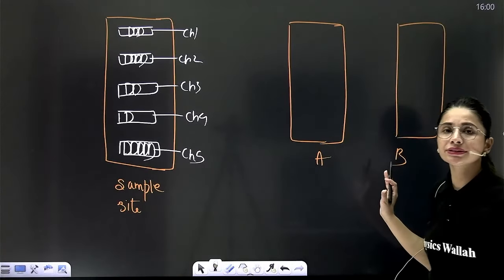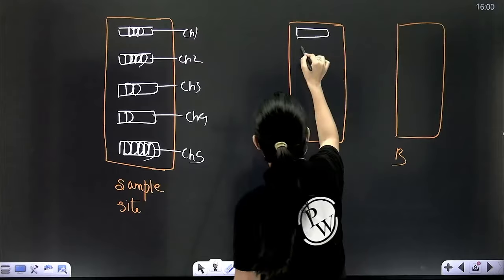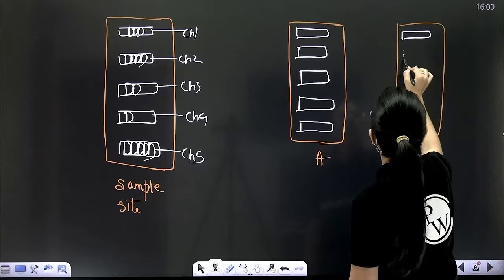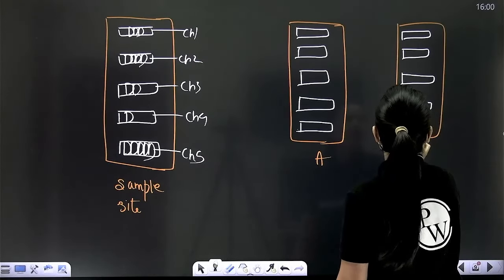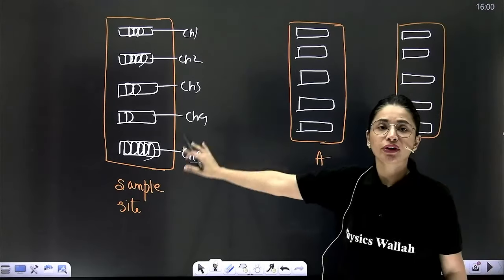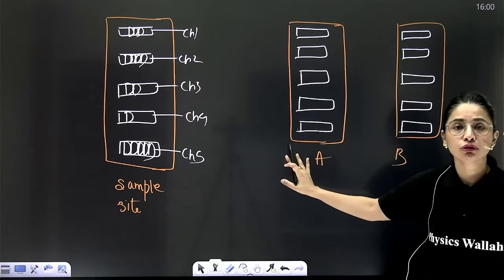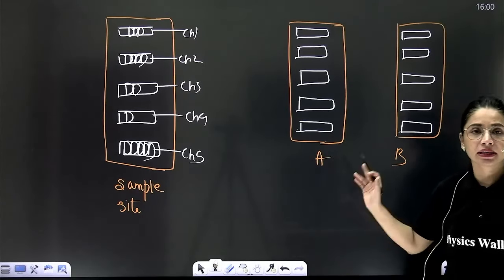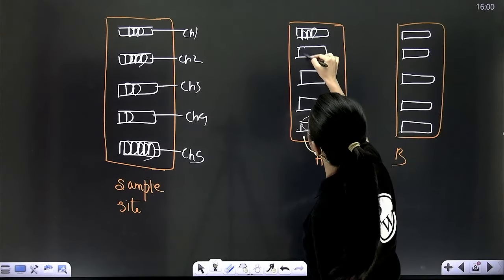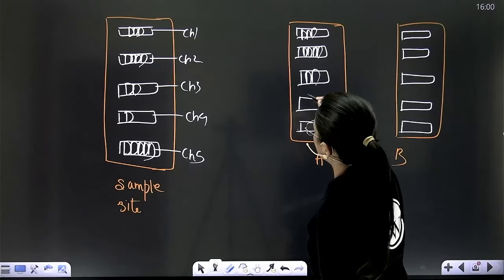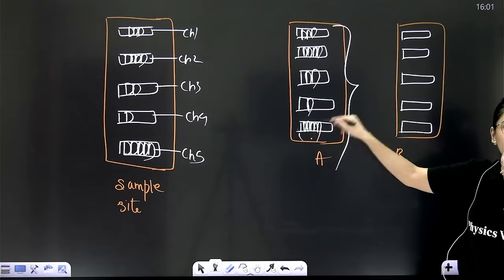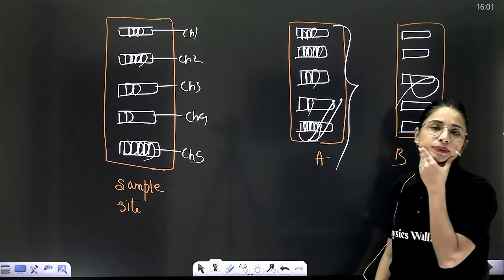Now I have 2 suspects. For the suspect, here also chromosome 1, 2, 3, 4, 5. Now if A were the criminal, then their DNA fingerprinting result would exactly match the sample site. And if B were the criminal, their result would exactly match the sample site. See, here suppose 3 repeats, 4 repeats, 2, 1, 5. If the same results come for A, then A is my criminal but not B.